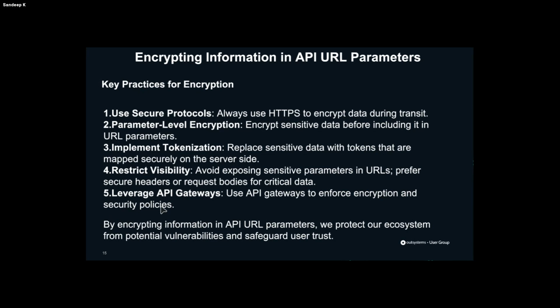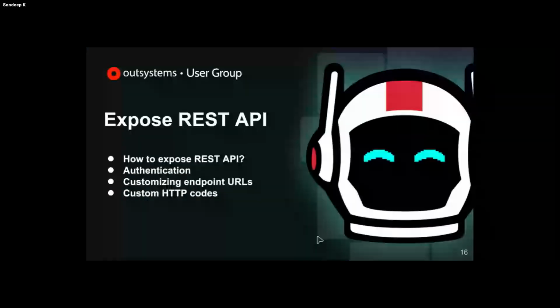Here we can also leverage API gateways. If you are using Azure or AWS cloud gateways, you can use the out of the box features so that they enforce encryption and security policies. So make sure that when you are exposing APIs, and if you are using URL parameters to get or pass information, you use the proper algorithms to encrypt and pass the information.